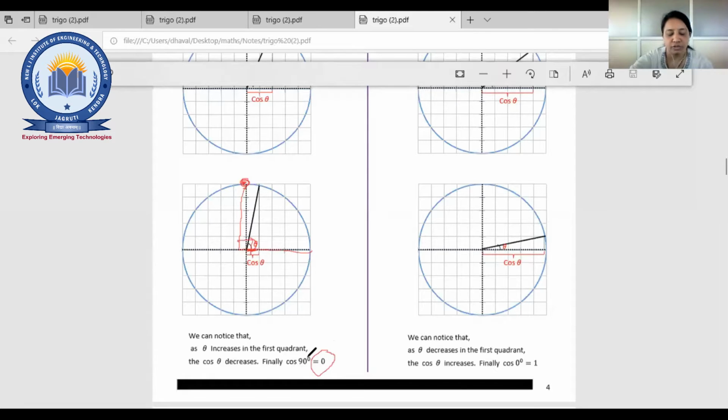90 degrees, that means pi by 2. So cos pi by 2 is what? 0, right? That means there is no point on the x-axis. That will be at the origin, 0, right? So this is the thing for cos theta.